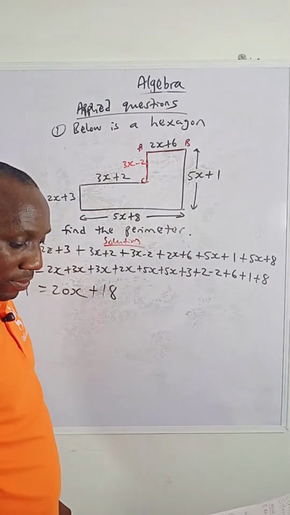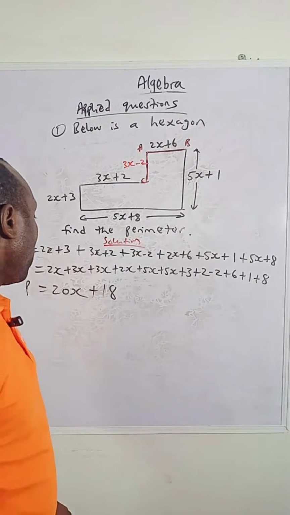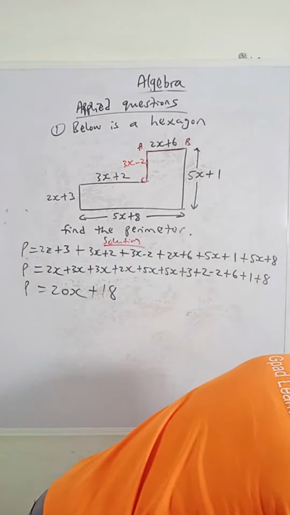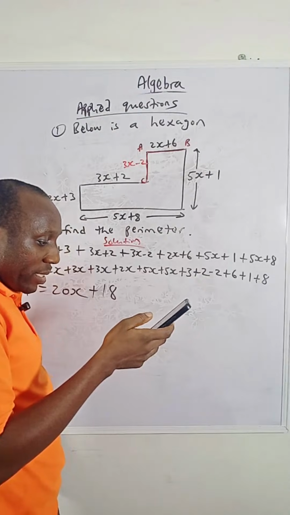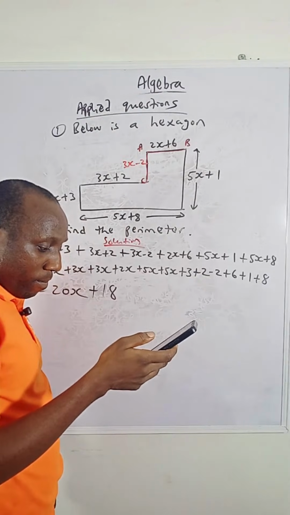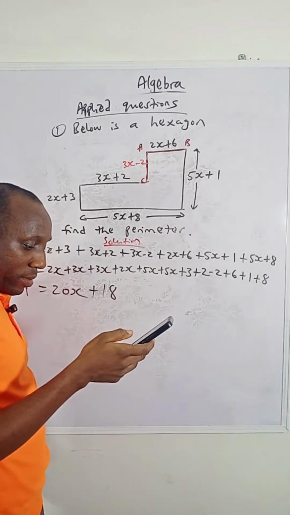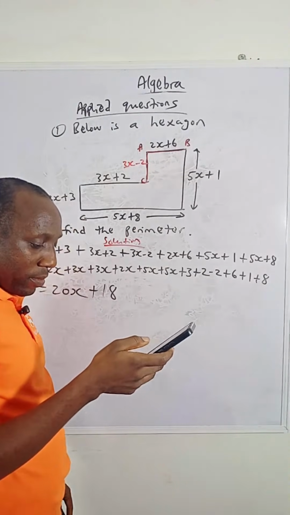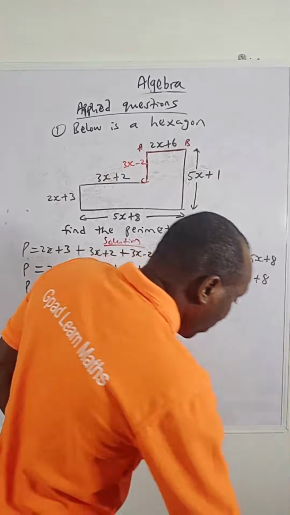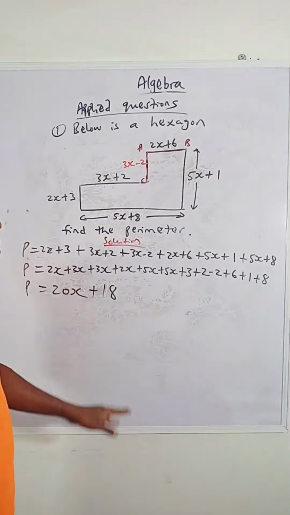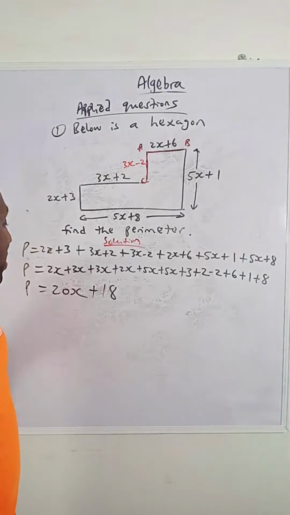Any questions? Anybody? 20x plus. Who got that, by the way? Who got that? 20x. You said 2x plus 18, Math Kada. How did you get 2x plus 18? What I got is 20x plus 18. Are you sure you did it correctly? So this is the answer.